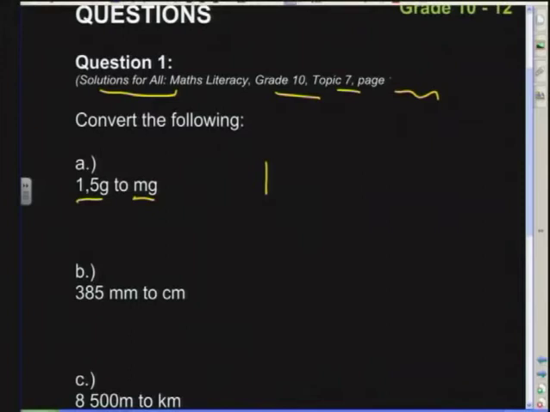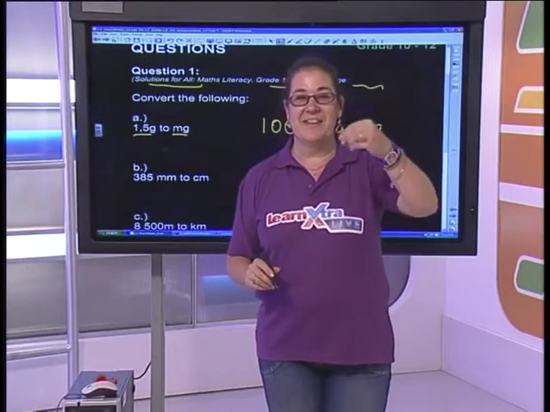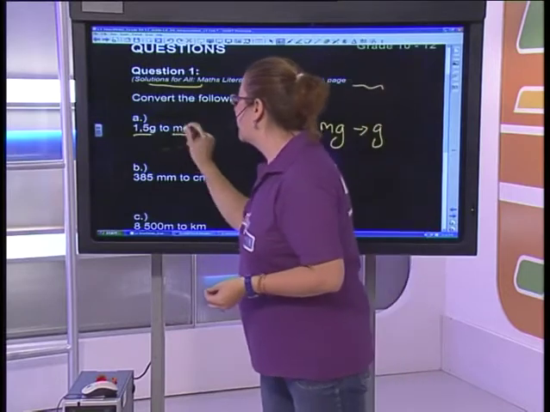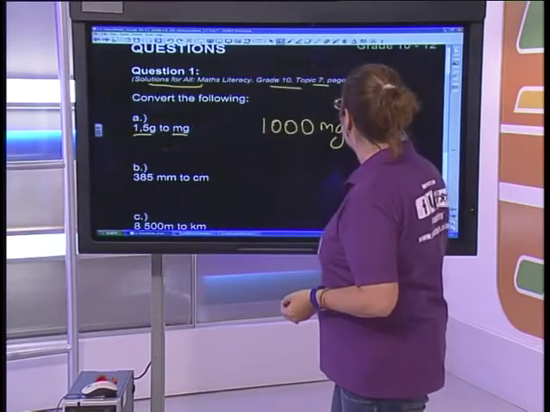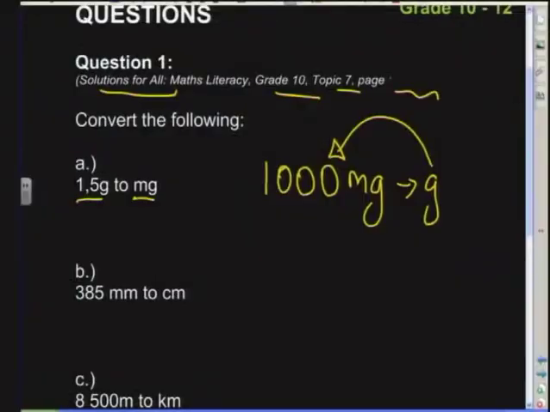So how many milligrams? 1,000 milligrams in a gram. Milligrams to grams. So 1,000 milligrams to grams. So now I want to convert grams to milligrams. So I'm going from 1 to a bigger number. I'm going from 1 to 1,000, so I'm going to be multiplying.